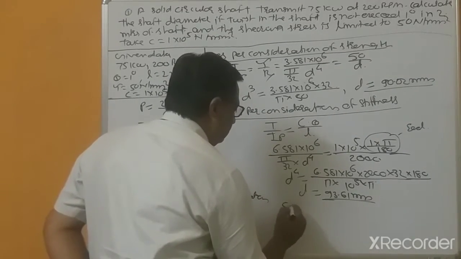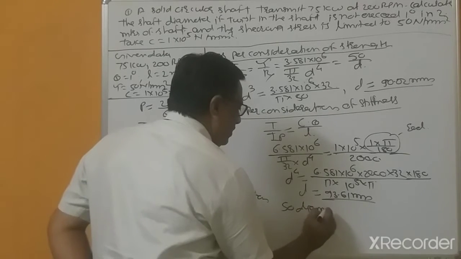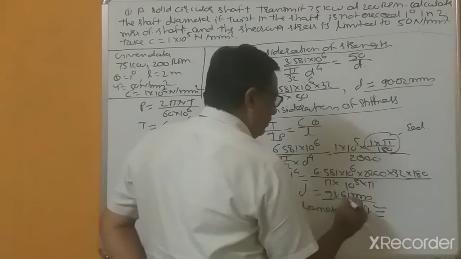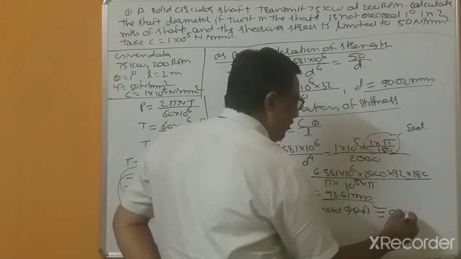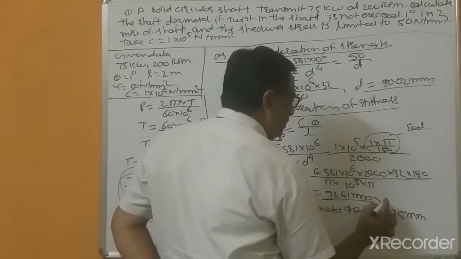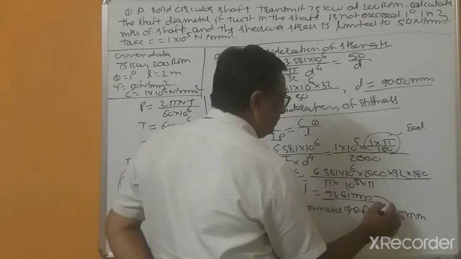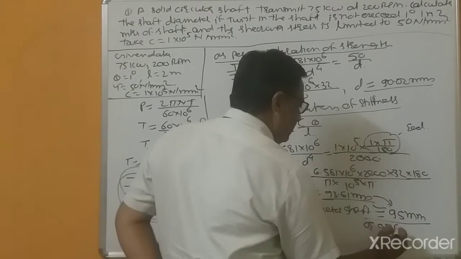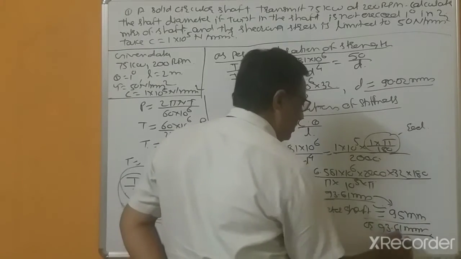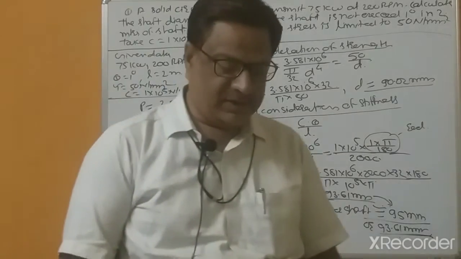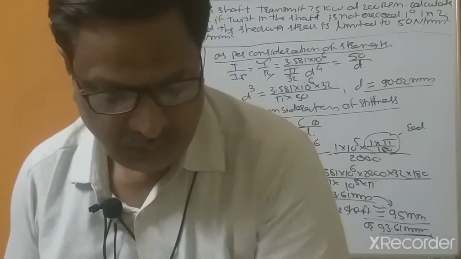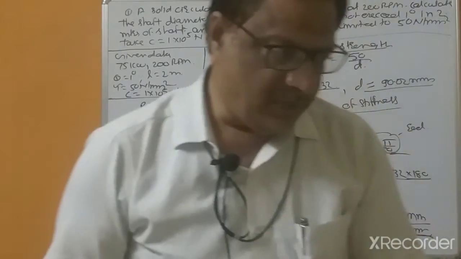So we can select the diameter of the shaft, because the higher diameter is to be selected. Approximately we can round it up to 95 mm, or 93.61 mm. So this is your expected answer. Note down the next problem.